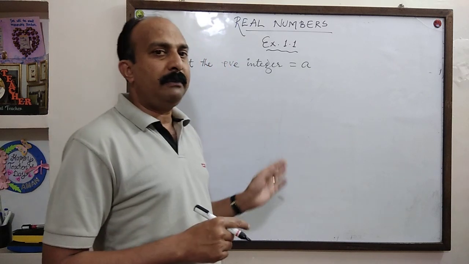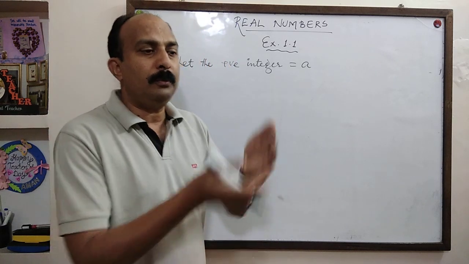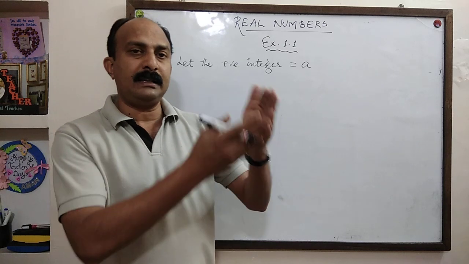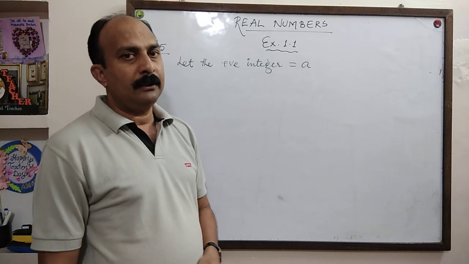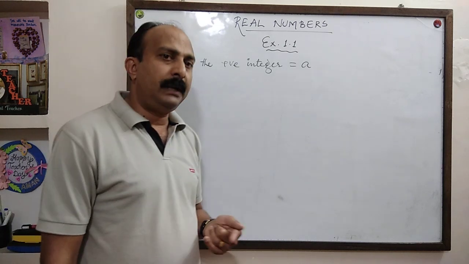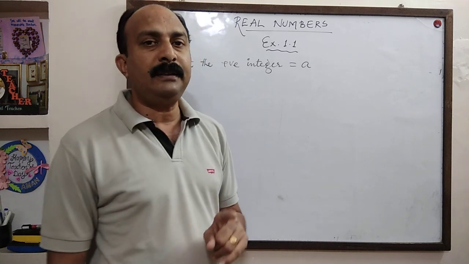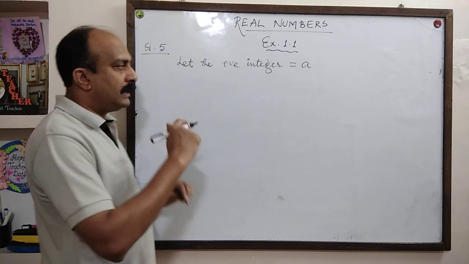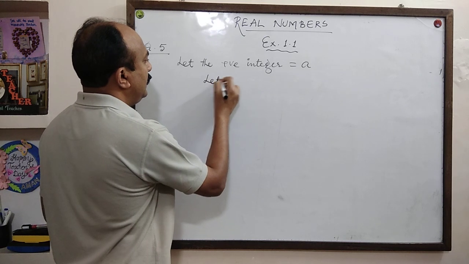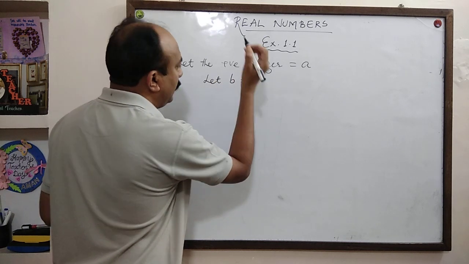And as we did in the previous question, you have to cube all the 9 equations. The answer will be too lengthy. So this question can also be done by taking b is equal to 3, just like the previous question. So let b is equal to 3.